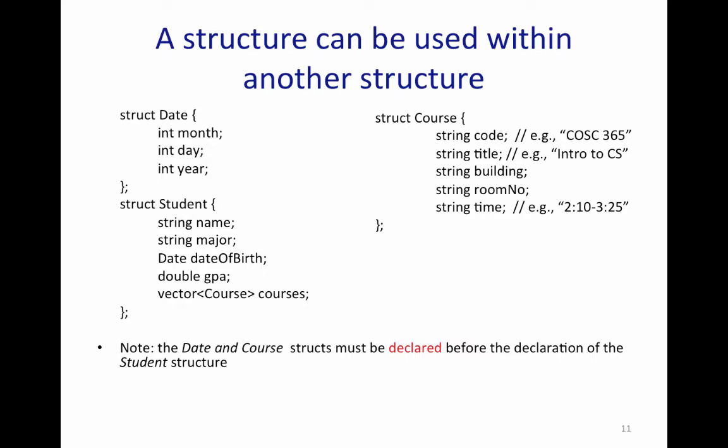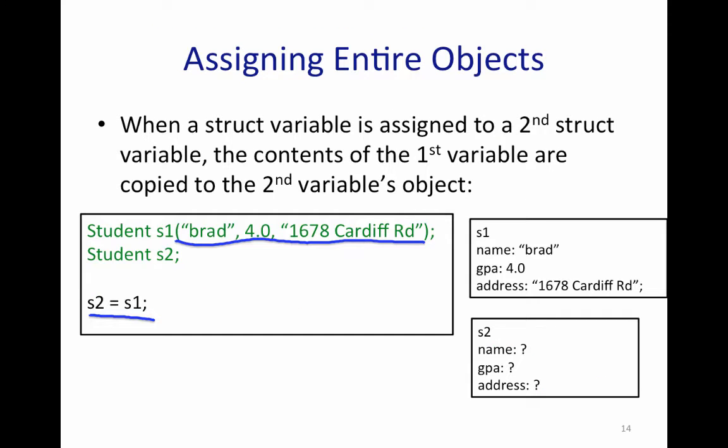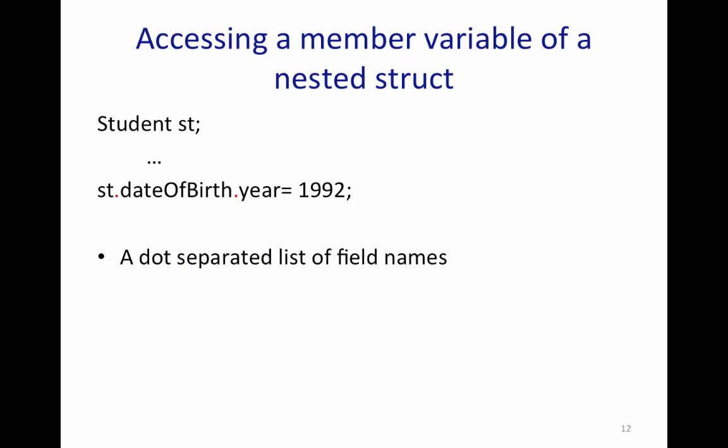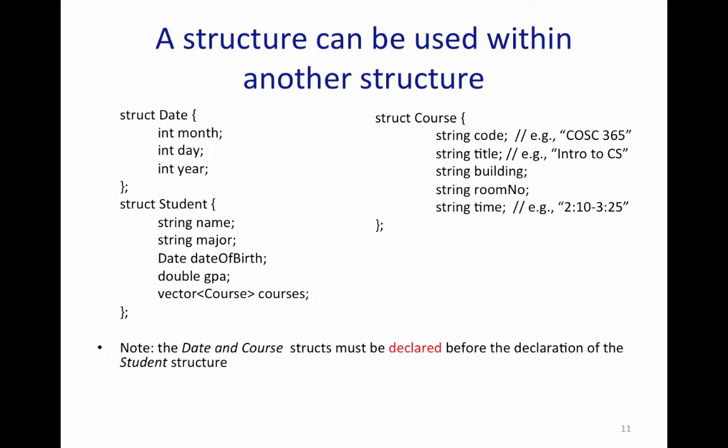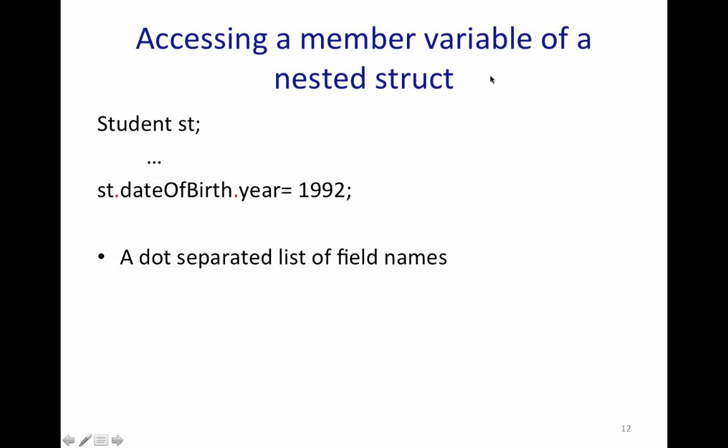Now at the time you declare the variable, you already saw there is a way to provide values, but you have to do something special, and we'll show you that special sauce in order to do that. Okay, so let's say that I have this declaration, and now I want to access a member variable in that nested structure. So I want to assign 1992 as the year in which the student was born.